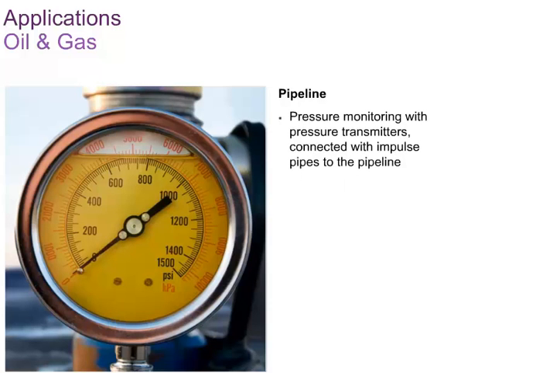For pipelines, gauge pressure transmitters are used for pressure monitoring. They're normally connected to the pipeline via impulse lines because, due to the process conditions, there is no need for diaphragm seals.